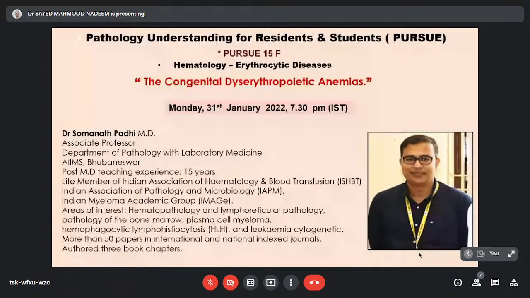And to talk on that, we have Dr. Somanath Padhi, who's an MD in pathology, and presently he is an associate professor in the Department of Pathology with Laboratory Medicine at AIIMS Bhubaneswar, with post-MD teaching experience of more than 15 years. He is a life member of the Indian Association of Hematology and Transfusion Medicine, Indian Association of Pathology and Microbiology, and the Indian Myeloma Academic Group, with areas of interest in hematopathology, lymphoreticular pathology, pathology of the bone marrow, plasma cells, myeloma, hemophagocytic lymphohistiocytic disorders, and leukemia, with more than 50 papers in international and national Indian journals, and he has authored 3 book chapters as well.